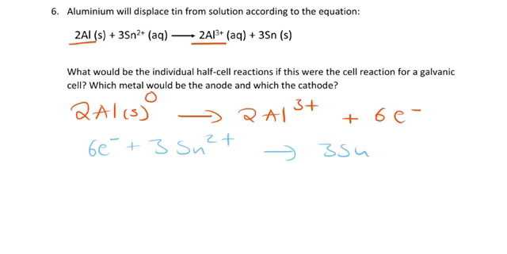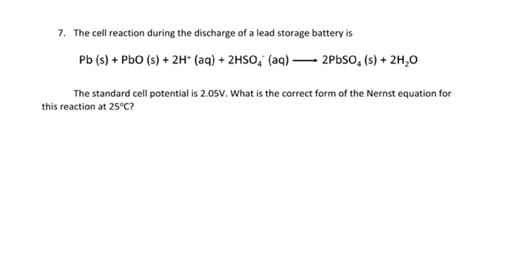Which metal would be the anode, which the cathode? This is very simple for you to make an observation. Which one is oxidation? Oxidation is the first one. So aluminium is oxidation, so aluminium solid would be the anode. The cathode would be tin solid. Okay. Question 7.